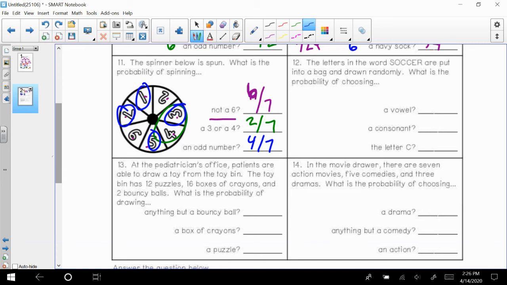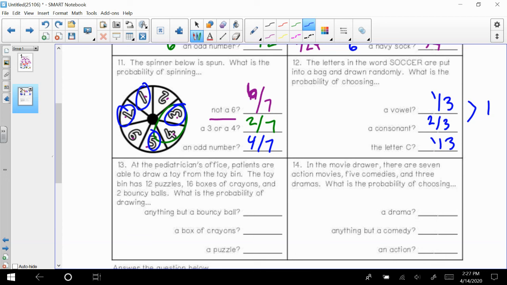Number 12, the letters in the word soccer are put in a bag. You have a 1/3 chance of getting a vowel and a 2/3 chance of getting a consonant. Notice that consonant is a complement of vowel. When you add those fractions together, you should get one whole because the letters in our alphabet are either vowels or consonants. And then lastly, the letter C, you have a 1 out of 3 chance of getting the letter C. Now, if you did not get my fractions, you need to go back and check your fractions and make sure you simplified your answers all the way.